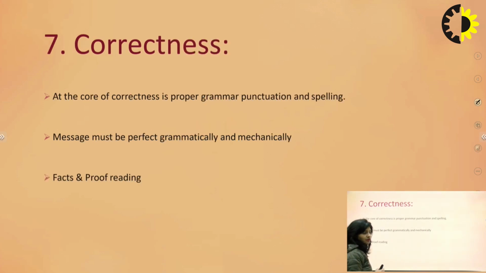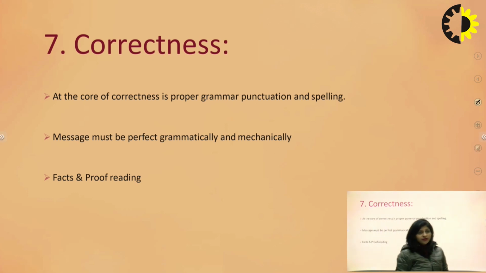Now, correctness. If we talk about correctness, you should ensure that you have given all the facts and figures. Make sure that you have checked them, and that you have used correct grammar, correct spelling, and punctuation and all formats in your message. So being correct means being able to answer the questions: have you used the correct language, proper grammar, punctuation, proper spelling, have you correctly spelled the name of the reader and his or her position?